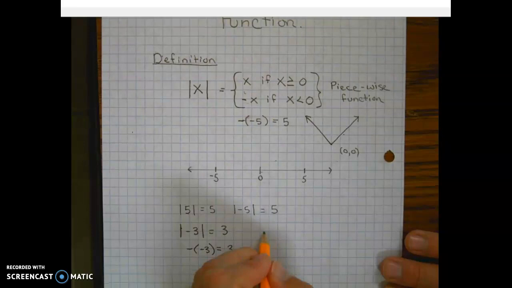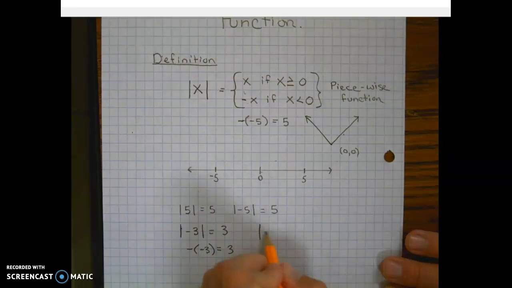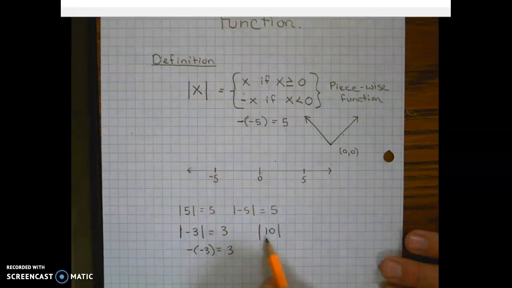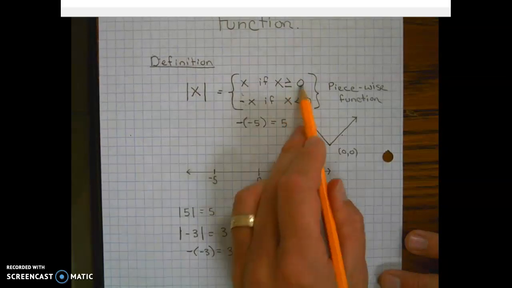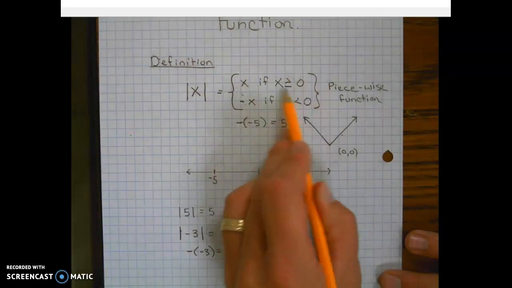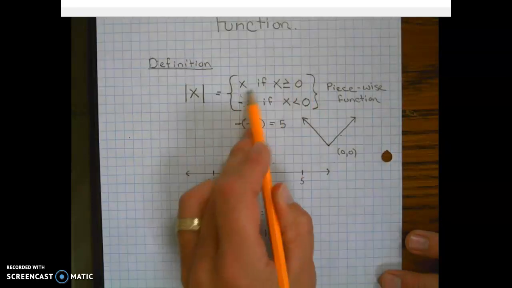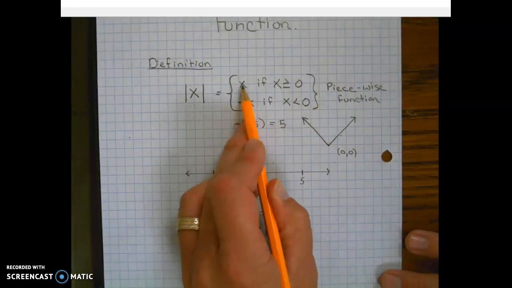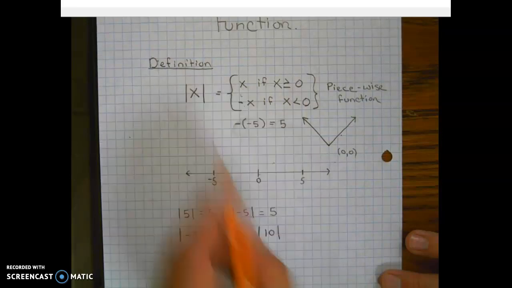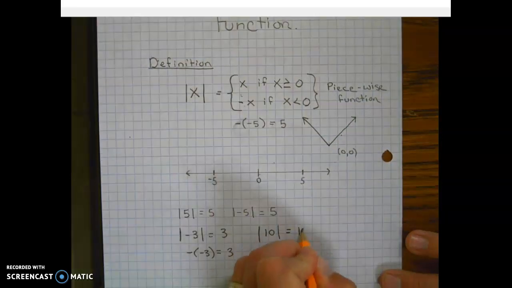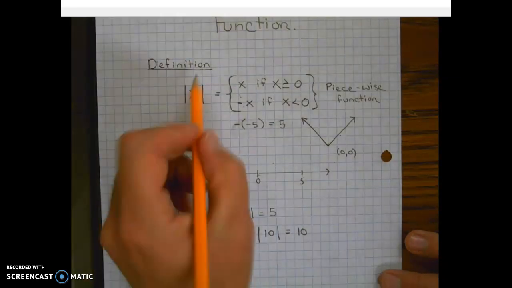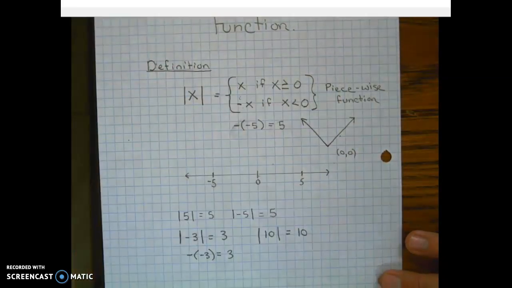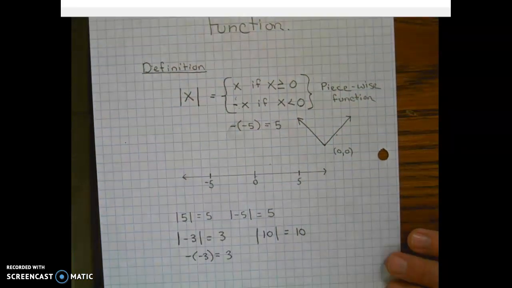Okay, let's try another one. Let's do the absolute value of 10. Okay, so since 10 is positive and it's greater than 0, we use this algorithm here, or this is the condition. This is the algorithm. It's going to be the same. So if x is 10, then our answer is 10. Okay, I hope that makes sense to you. This is the formal definition of absolute value. Very important to understand and be able to use.